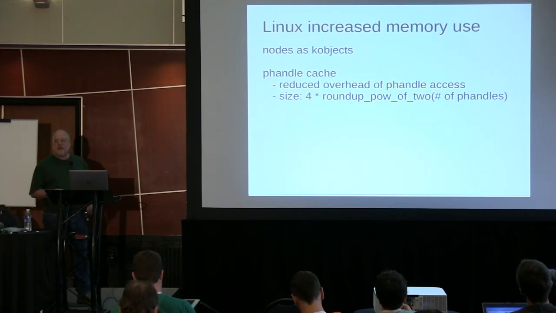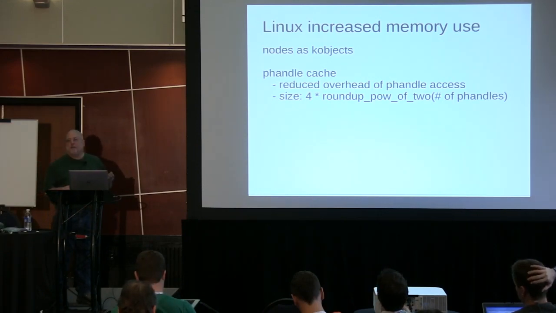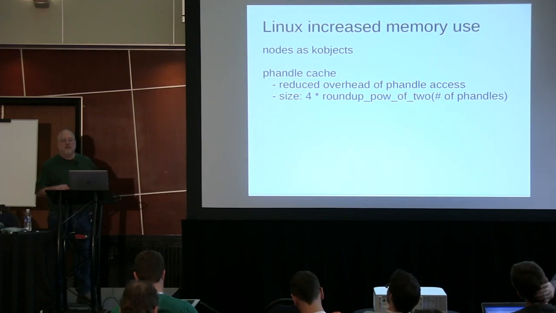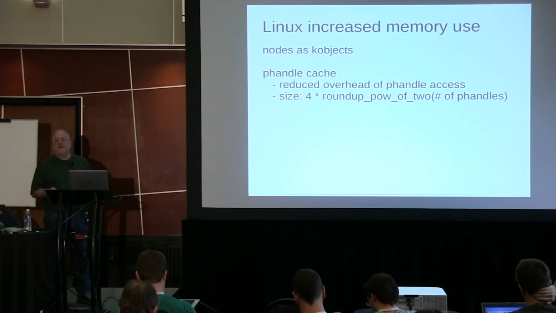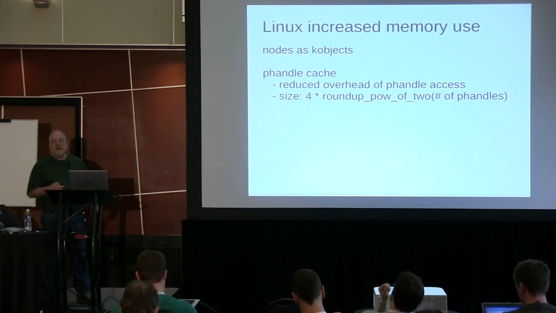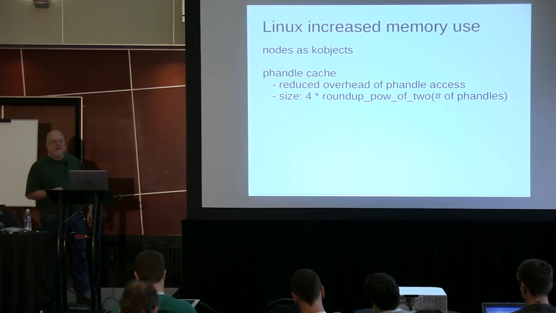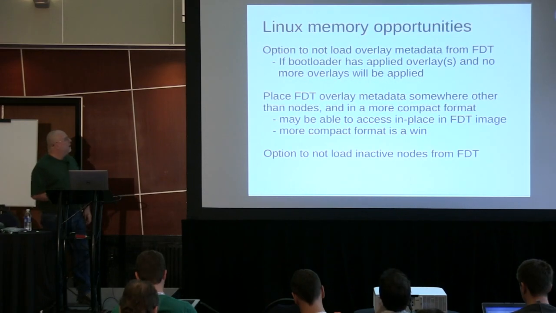P-handle cache, we added a cache. Some people were complaining about the performance overhead of accessing large numbers of p-handles and doing the lookups. And so we added in the feature. There have actually been several requests for this, and finally we said, okay, we've had enough requests for this. It really is a demonstrated need. But that adds some more space. And it's not too bad if you don't have too many p-handles. It's based on how many p-handles exist in the tree. And there's the formula for how large it is.